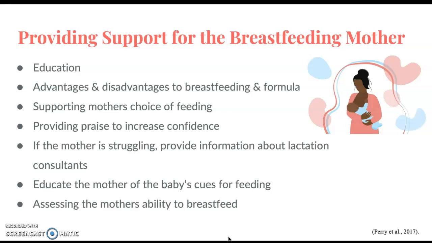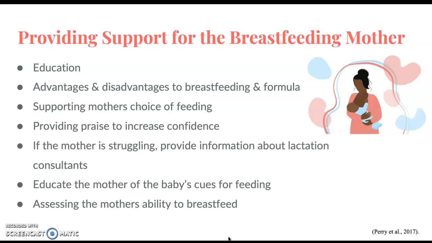There are many ways a nurse can provide support for the breastfeeding mother. Early intervention is vital for providing information on both the advantages and disadvantages of breastfeeding and formula feeding. A new mother and her family may have already chosen which method of feeding they want to provide their child, but it is still the responsibility of the nurse to provide information on both methods. When proper education and preparation is provided to the mother, there is an increased chance of longer breastfeeding times and overall breastfeeding success. While a mother is breastfeeding, it is important to continue to give her praise on her ability to breastfeed. This will help increase her confidence.